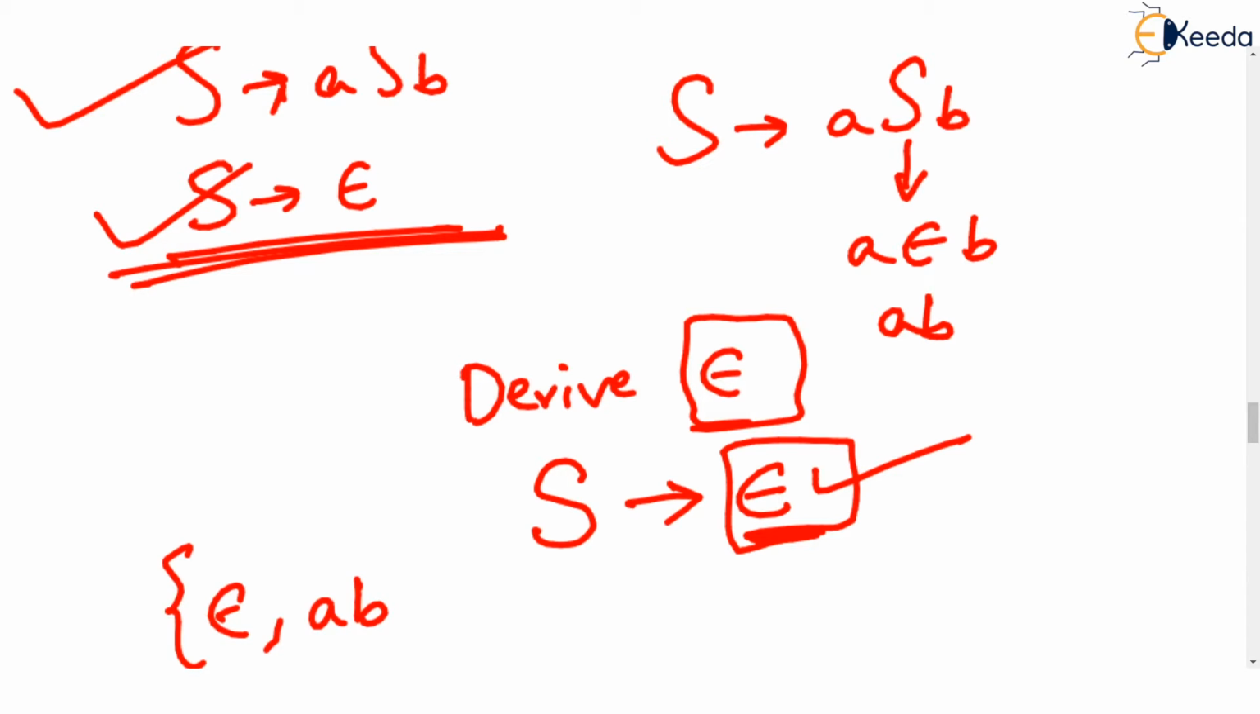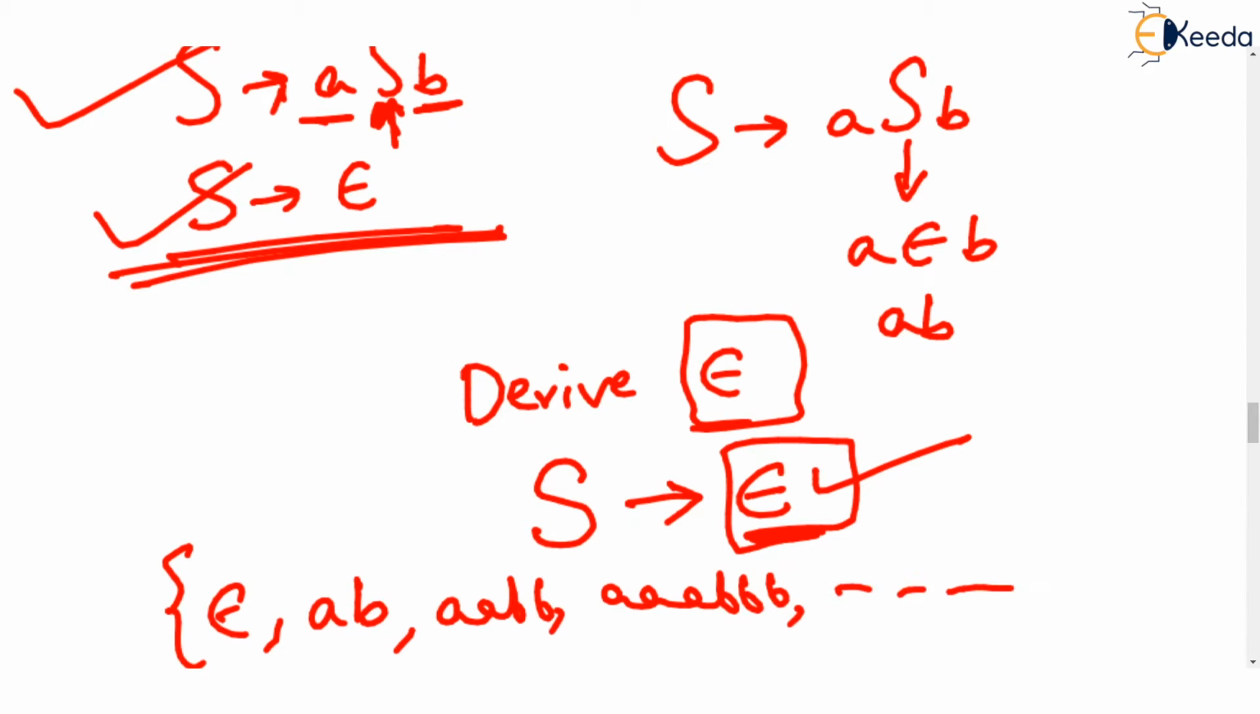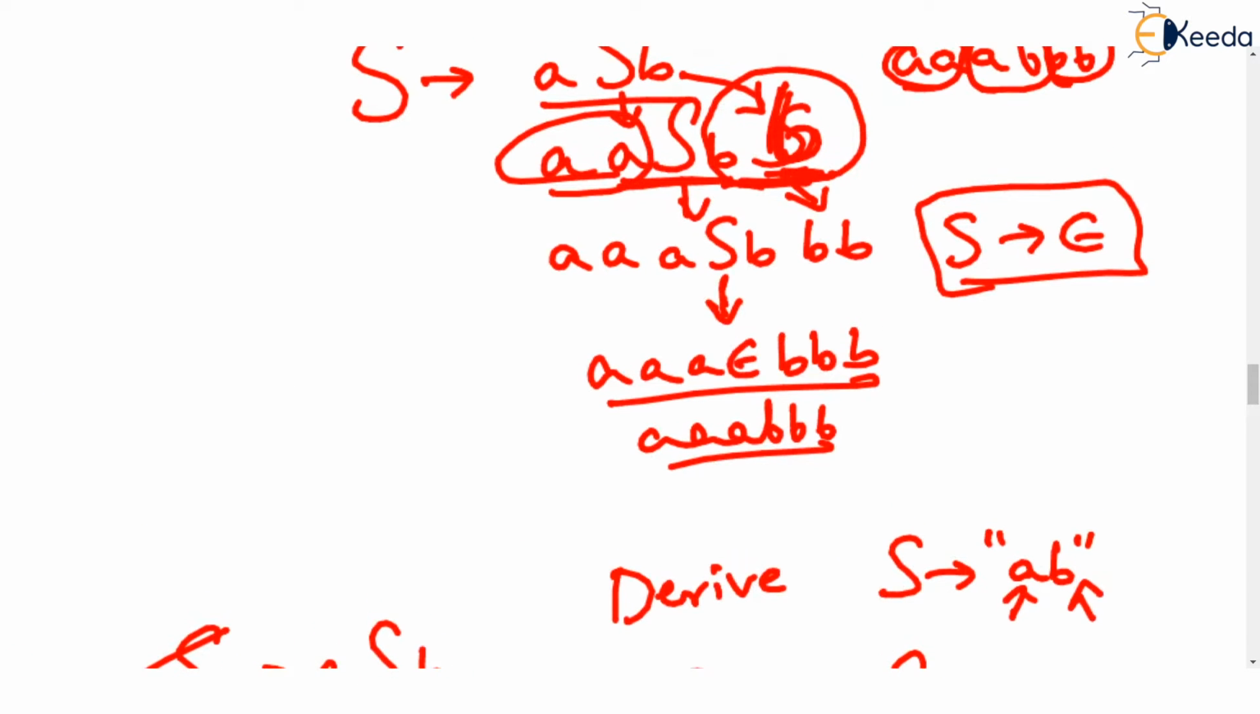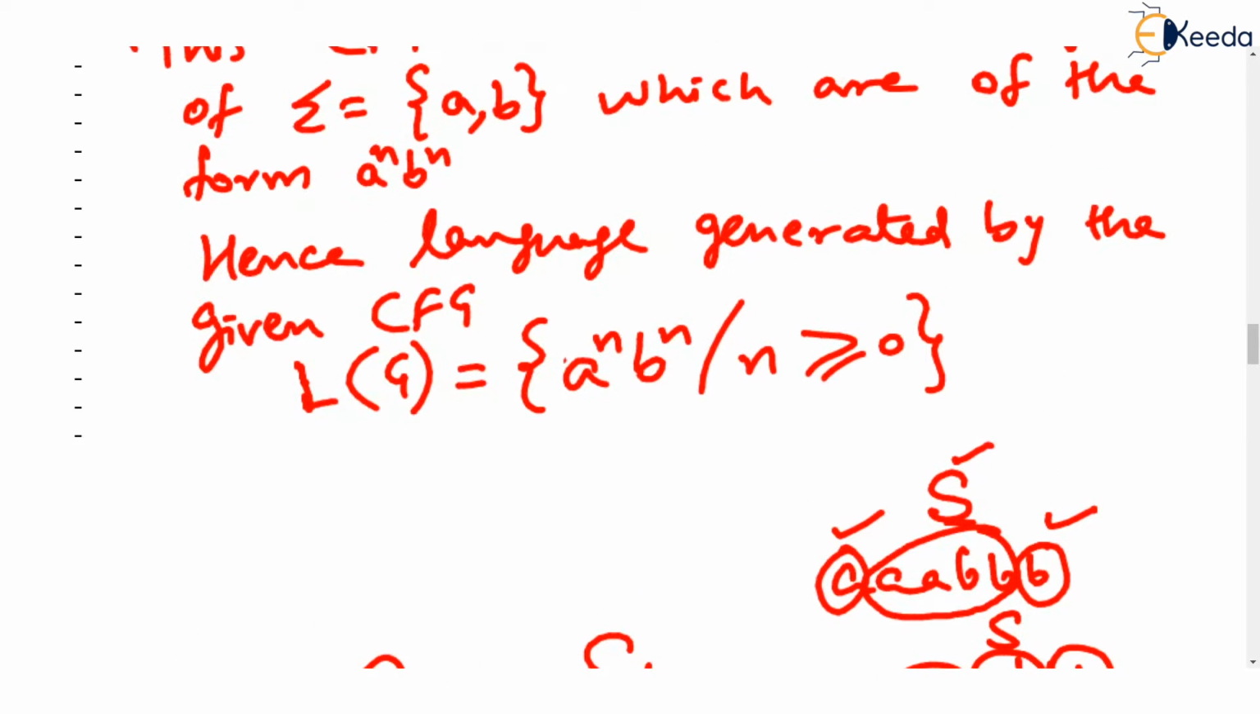There should be one A followed by one B, then this S can be replaced with epsilon, isn't it? Or we can have double A double B, triple A triple B, and all sorts of such strings. We then write this language. This is the language generated by the grammar. We can write this language generated by G, where G is the grammar, as A raised to n, B raised to n, which means an equal number of A's and B's, but all A's in front and then B's at the tail.